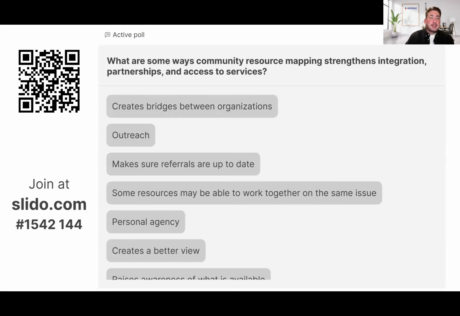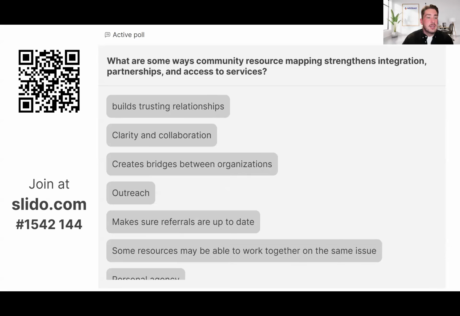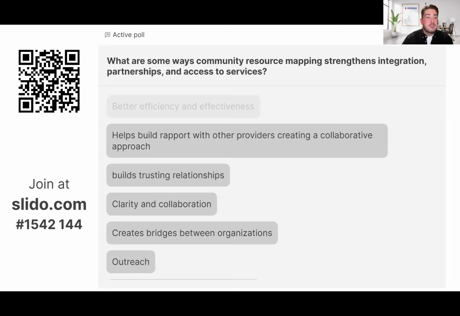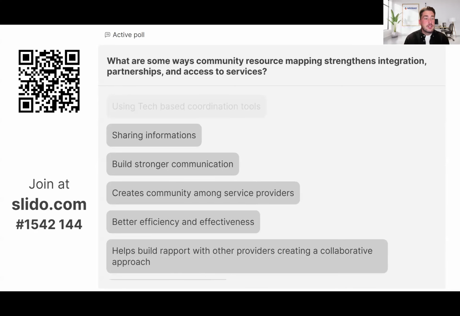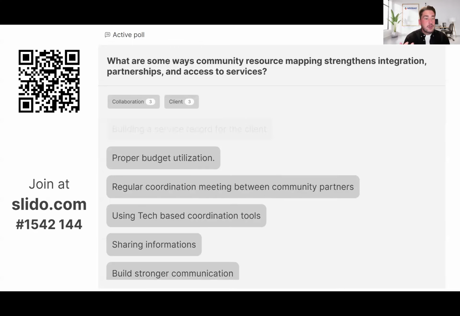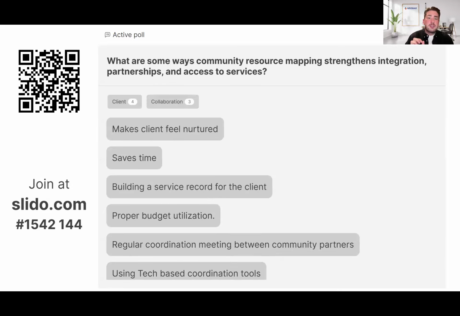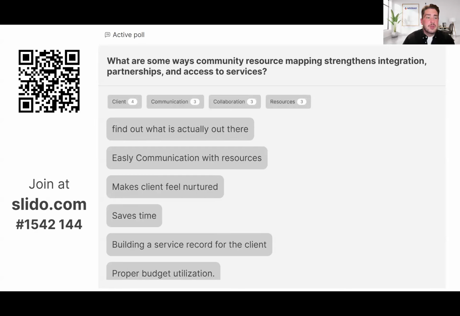Personal agency, I really like that. Yeah, it empowers clients to also find resources themselves, to make those community connections themselves. Clarity, absolutely. Resource mapping really helps clarify what supports are still available in communities. Creates community among service providers. Absolutely, yeah. With increased collaboration comes this increased knowledge of one another's services, but also just an increase in camaraderie and community among service providers in the area. And maybe camaraderie among service providers that you didn't think about before, like your local library or like the local health clinic that also supports refugee newcomers.